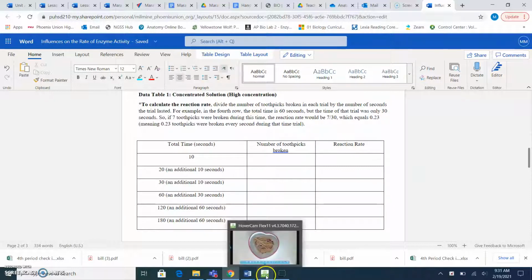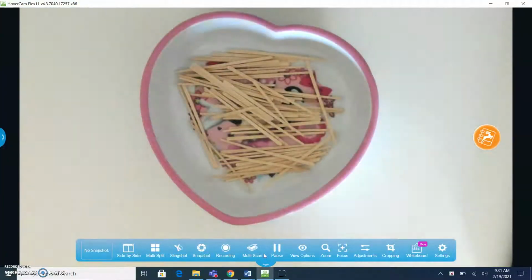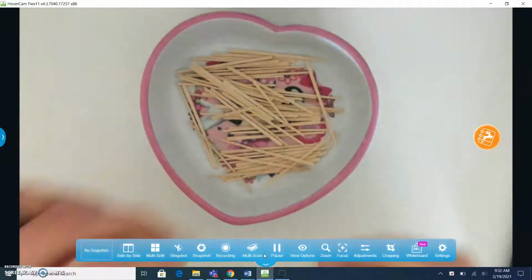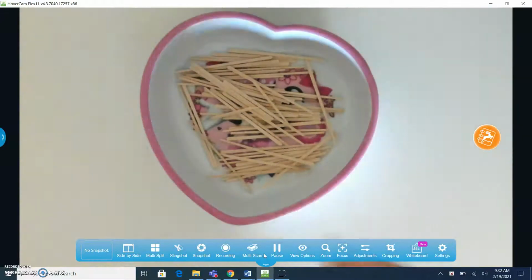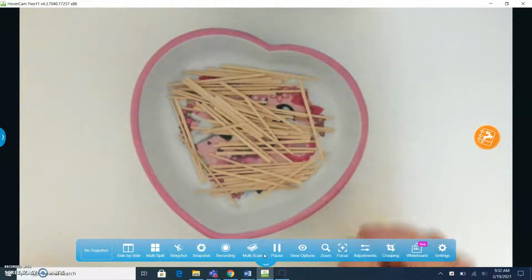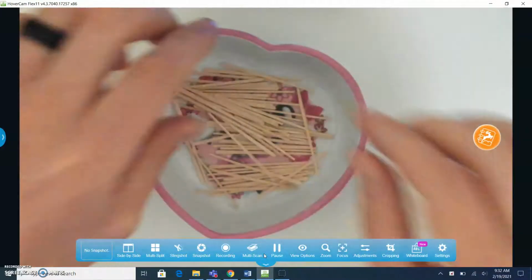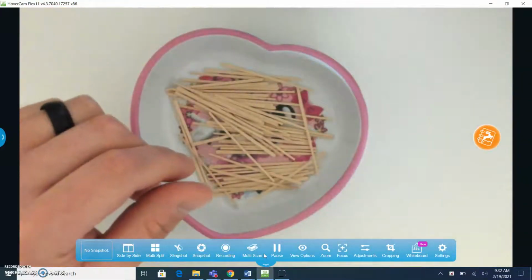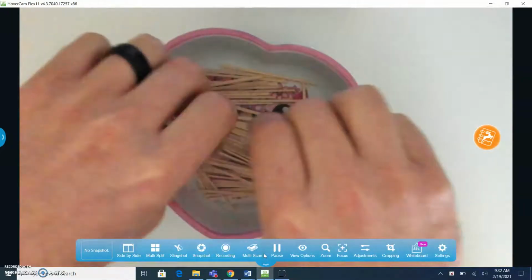So let's see how quickly I can act as an enzyme to break apart these substrates. While I'm doing this, you won't be able to see, you'll just have to take my word that I am closing my eyes, because enzymes do not have eyes. I can turn my head and I'll be watching my timer off to the side, to ensure integrity of the data. So the first trial is 10 seconds, and on my mark, on my set, go.